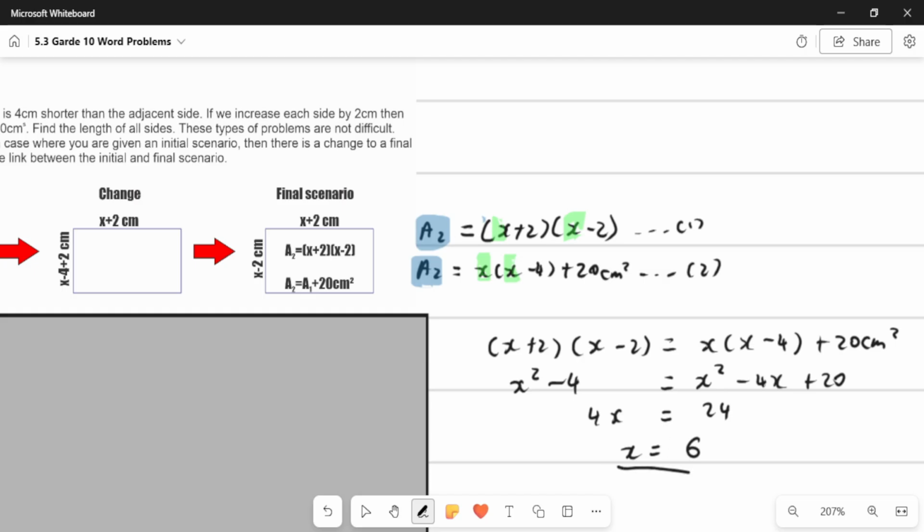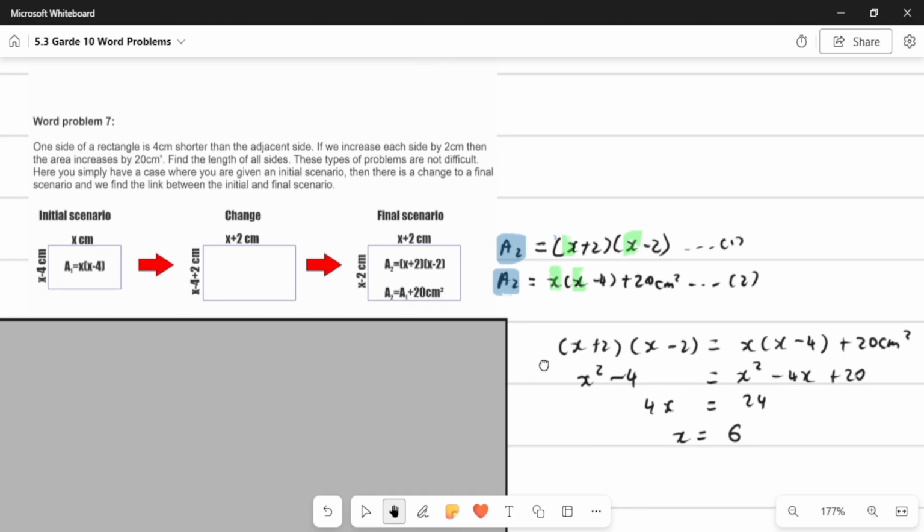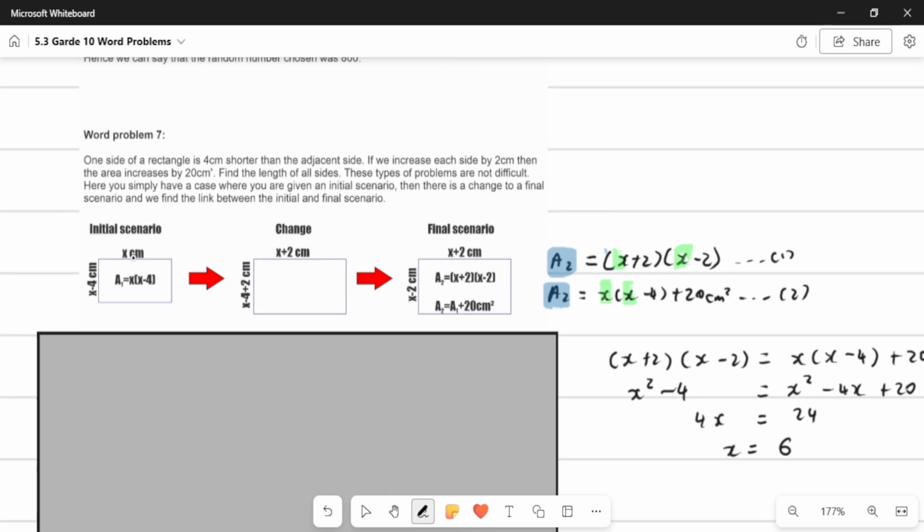But when you come to this point, once you solve for x, it's very important to go back to the question and ask yourself, what did I call x? What did we call x? We called x one of the sides of the triangle, so therefore this is 6 centimeters. To get the adjacent side, we know it was 4 centimeters shorter than that side, so therefore it'll be what? 6 minus 4, which will be 2 centimeters.